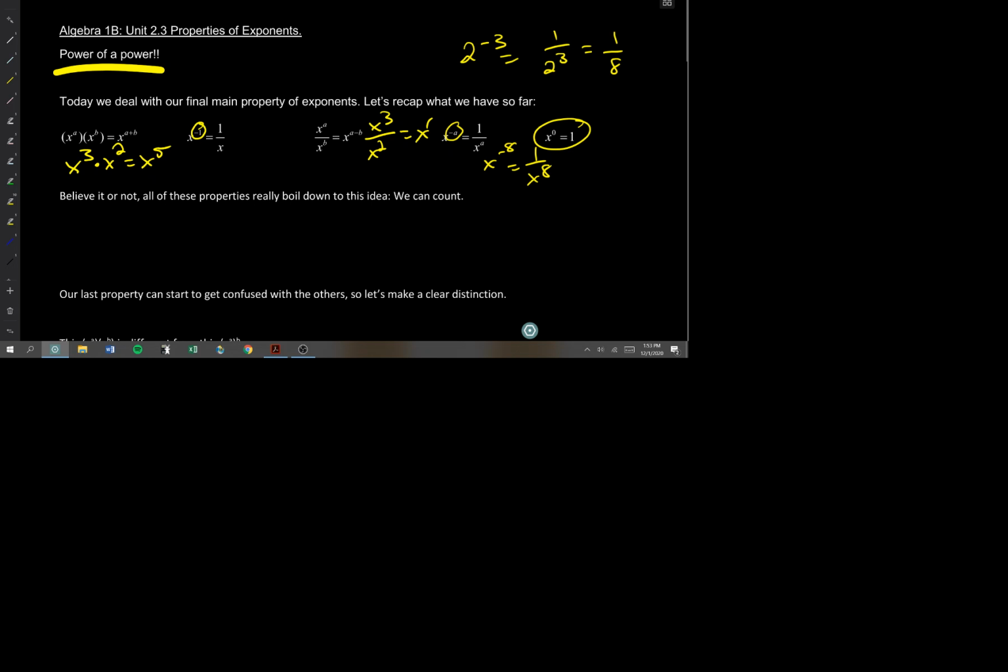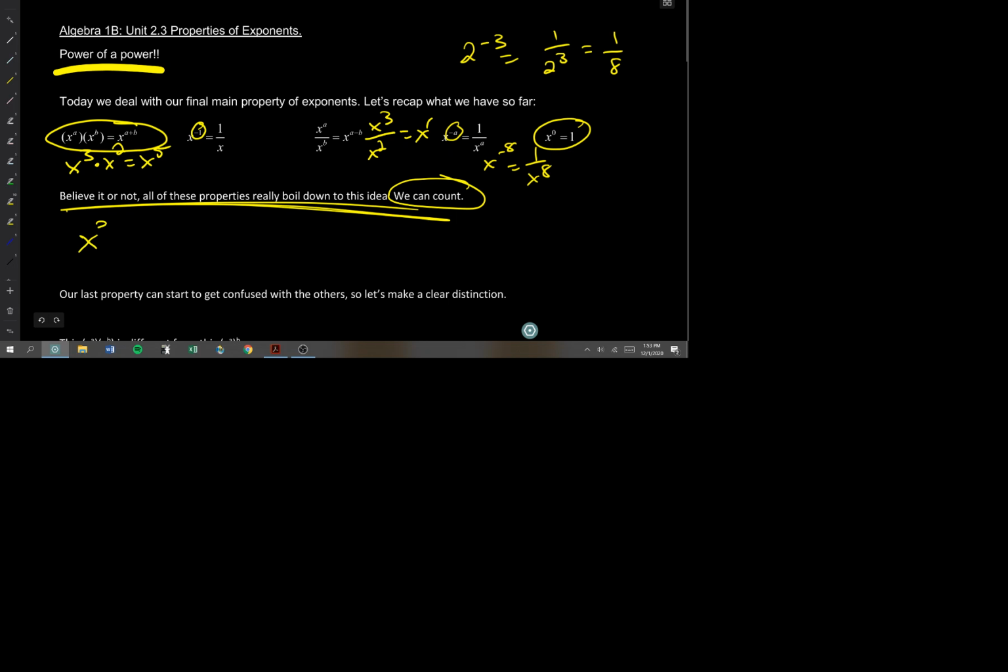We layer in one final one, which will kind of have some ripples that make it look like it's 2 or 3 or 4 final ones, but it's really just one. Now, believe it or not, all these properties we've been doing come down to this basic idea that we know how to count, right? Everything is just counting made more efficient, counting easier and faster.